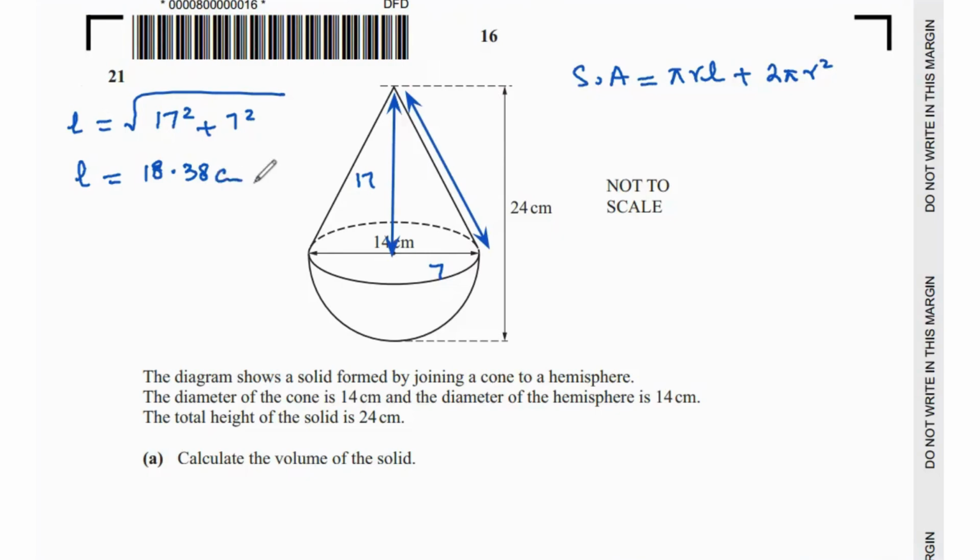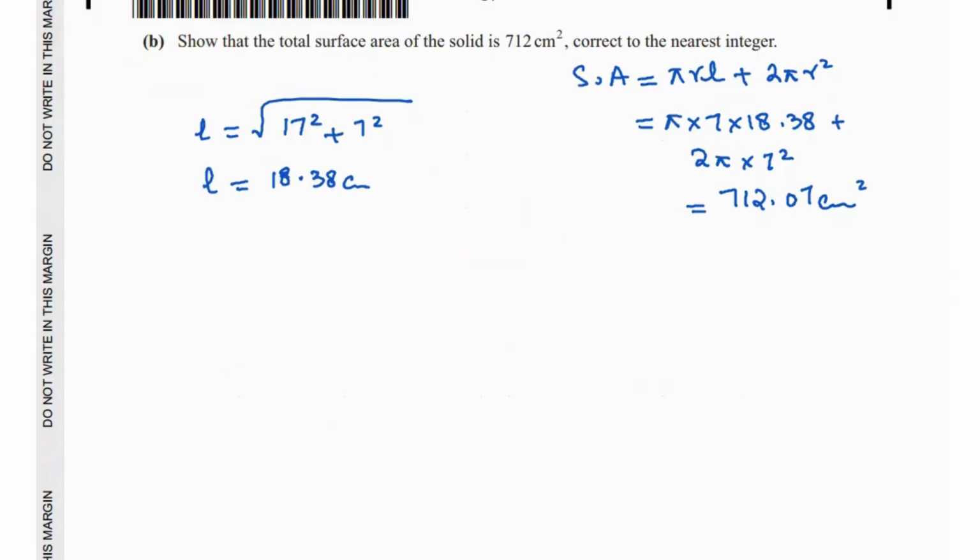So that's going to give us 18.38 centimeters. So that's pi times 7 times 18.38 plus 2 pi times 7 squared. That gives us 712.07 centimeters squared. That is your surface area of the solid. And since they want the answer correct to the nearest integer, that's going to be 712 centimeters squared. That is your final answer.